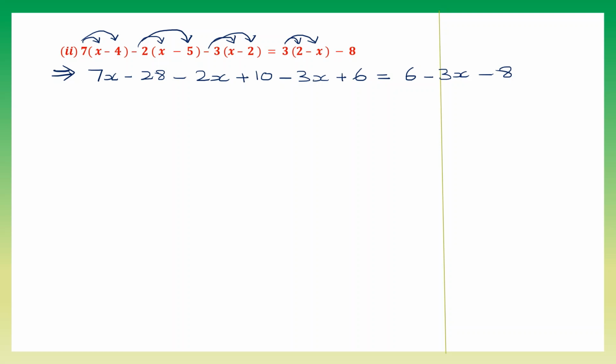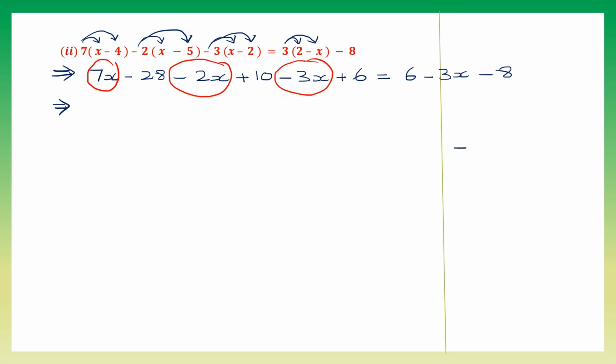So now on the left hand side, let's take all the x terms together and see. So I have 7x here, then we have minus 2x, and we have minus 3x on the left hand side. So let's work that out first. So 7 minus 2, 7 minus 2 is 5. 5 minus 3.